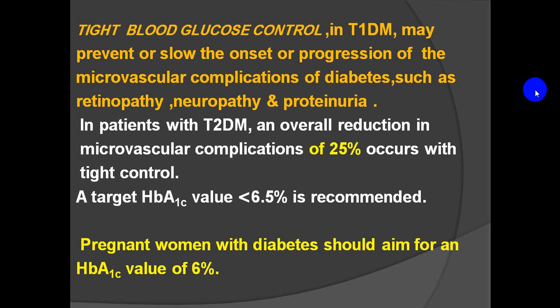What about the target hemoglobin A1C that may reflect good control of diabetes? A target value less than 6.5% is recommended. For a pregnant woman with diabetes, the target hemoglobin A1C value should be 6 or less.